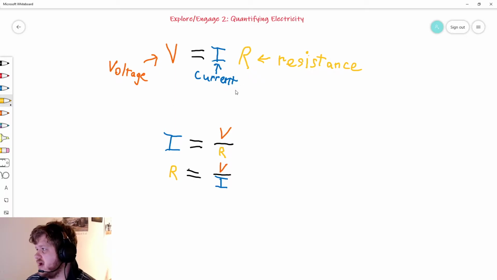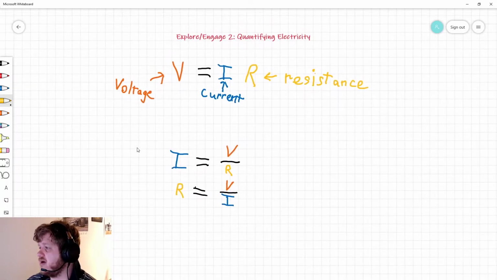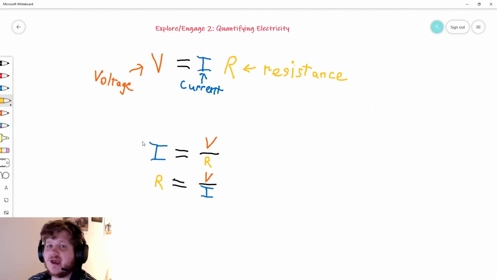So the idea is you have your voltage, which would be like the water pressure in the faucet example, equals the current, so the flow rate, the amount of water coming out of the faucet, times the resistance, which is how narrow your faucet is. When you rearrange it, your current equals your voltage divided by your resistance, or your resistance equals your voltage divided by your current. You're going to end up using this at the end of this section to solve some problems, and we're going to go over the sample problem in just a minute.